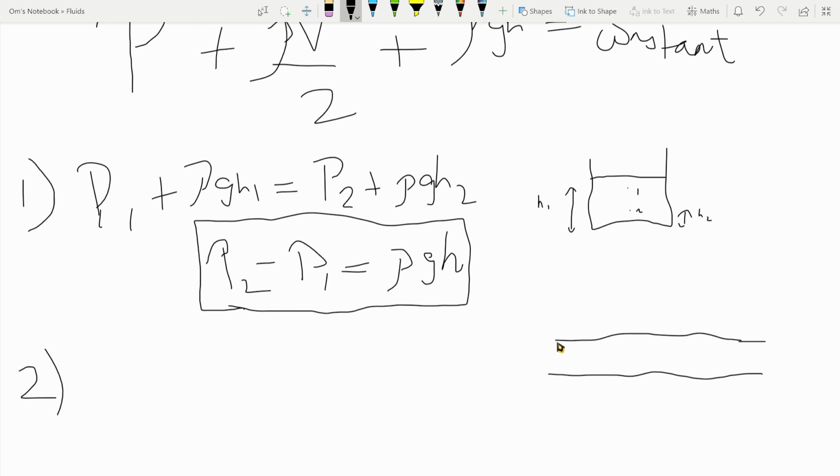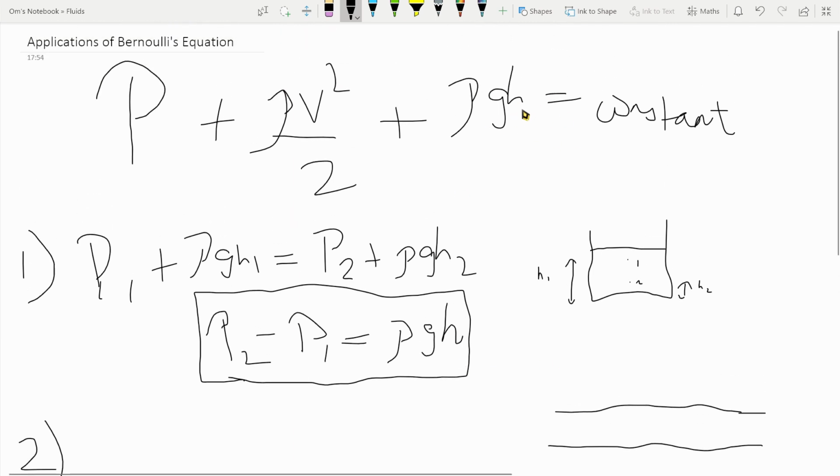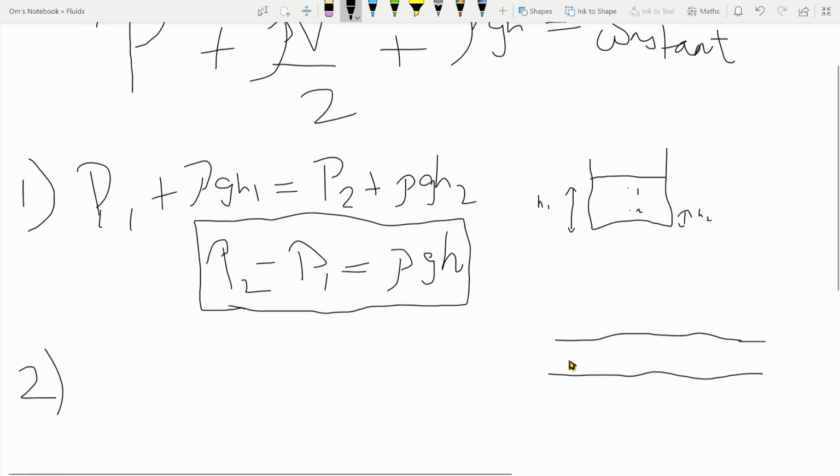That is, if the cross section is A1 over here and A2 over here, we can say that A1 V1 is equal to A2 V2, where V1 is the velocity of the fluid at this point and V2 is the velocity of the fluid at that point. So that is one interesting equation. However, we can try and apply our Bernoulli's equation in this situation as well. I'll assume that this fluid is at a height h1 and this fluid is at a height h2. This is the ground, and in this special case, I'm going to assume that h1 is equal to h2.